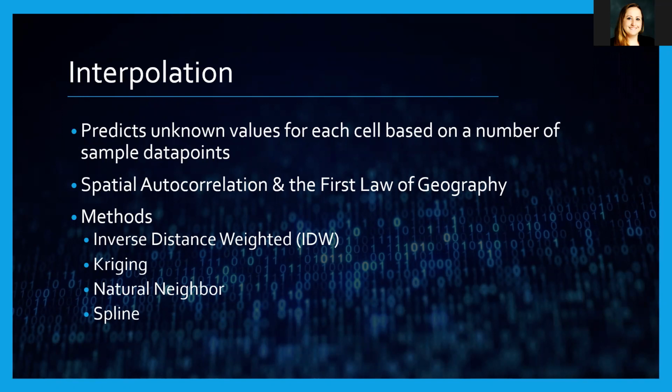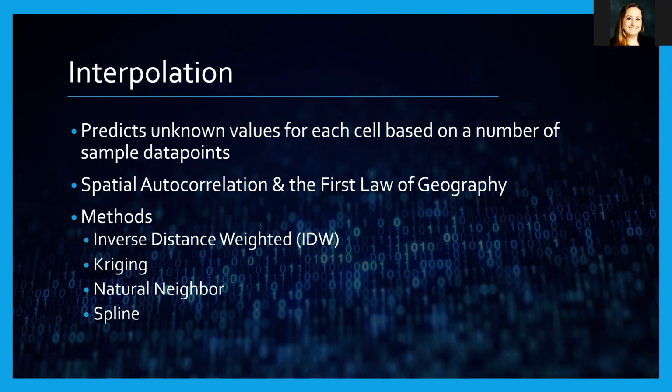the value is known. All interpolation techniques are based on spatial autocorrelation, which is defined by the first law of geography. The first law of geography states that all things are related, but near things are more related than far things. In other words, the value of one location is more likely to be similar to or correlated with a point that's next to it than it is to one that is further away.